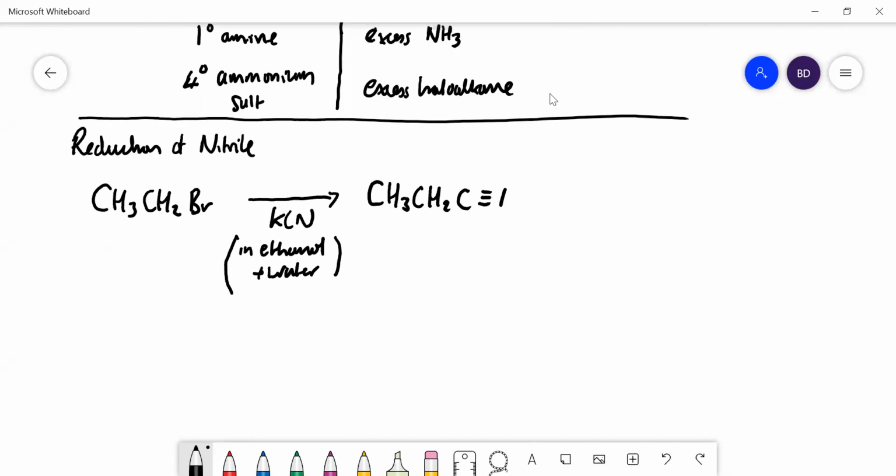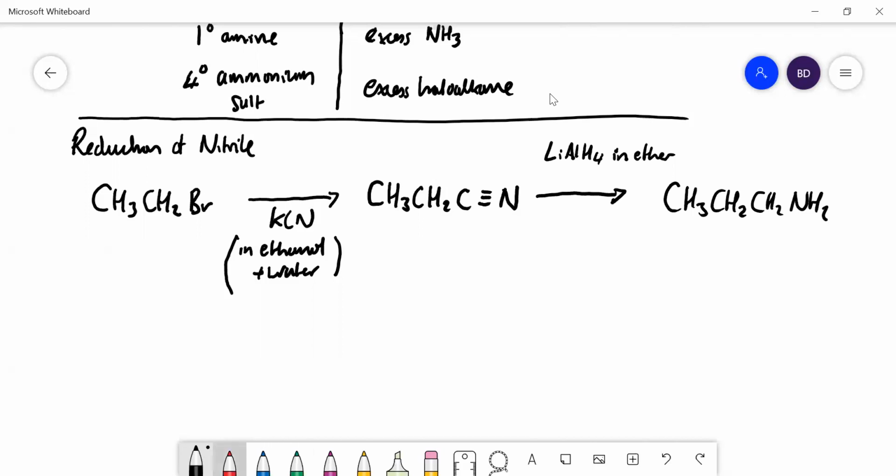Now, what you've done is you've lengthened the carbon chain by 1, and that's pretty important to be able to do that. So you lengthen the carbon chain, and then you reduce that with lithium aluminium hydride in ether. That's the reducing agent, and you will get CH3CH2CH2NH2. So what you're essentially doing is you're sticking 2 hydrogens onto that carbon, and you're sticking 2 hydrogens onto the nitrogen.